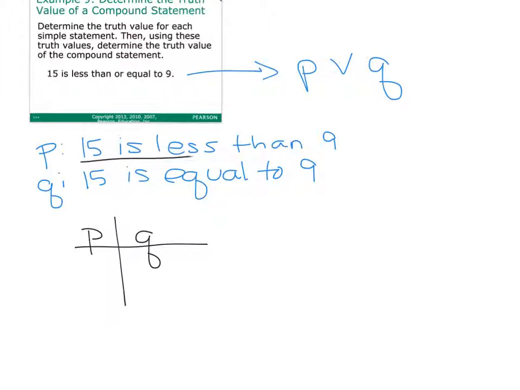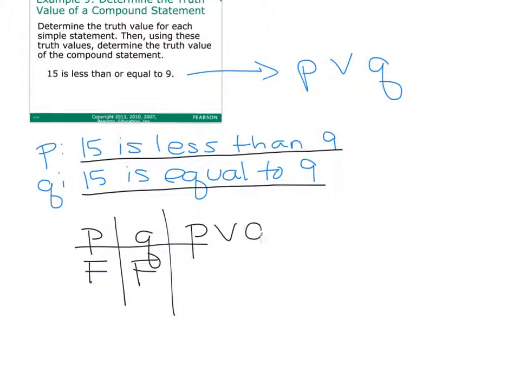15 is less than 9 is a false statement. 15 is equal to 9 is a false statement. So then if I use my P or Q, I know that the only time I get a false statement for P or Q is if both P and Q are false. So this would be a false statement. 15 is not less than or equal to 9. False. Let's make it a little more complicated.